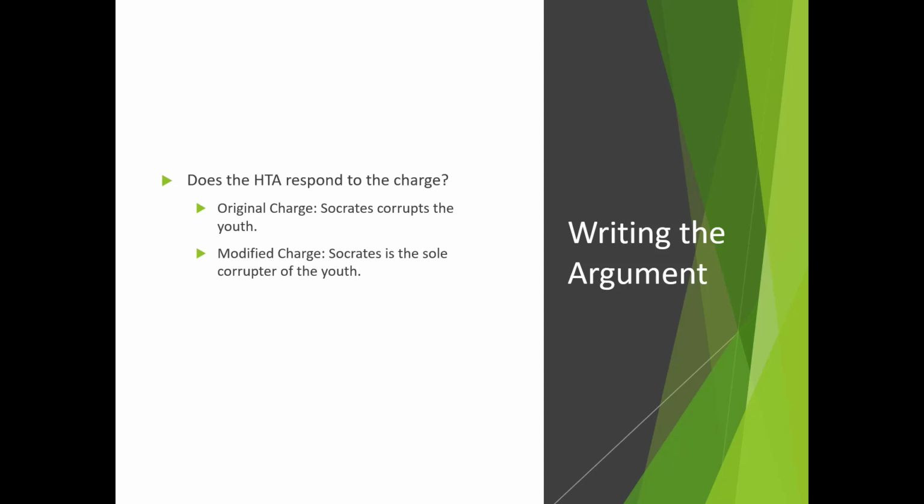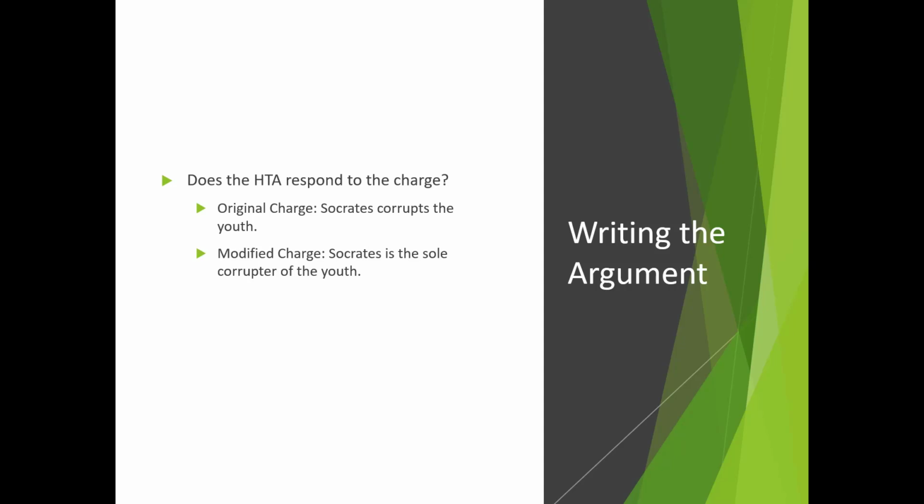The modified charge is that he's the sole corrupter. This is also easy to address. If you believe the analogy is strong, what you'd say is this. The analogy is a strong analogy. The conclusion of the analogy is, of course, that there is not just one corrupter, there are many, and therefore the horse trainer analogy refutes the modified charge. If, however, you argue that the analogy is weak, then this is also easy as well. You would say Socrates' horse trainer analogy is a weak argument. A weak argument cannot support its conclusion, therefore he does not show that he is not the sole corrupter.